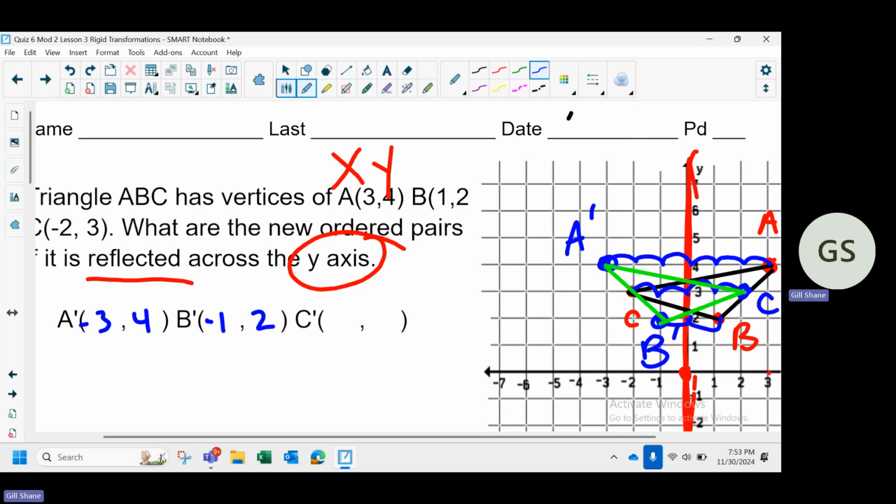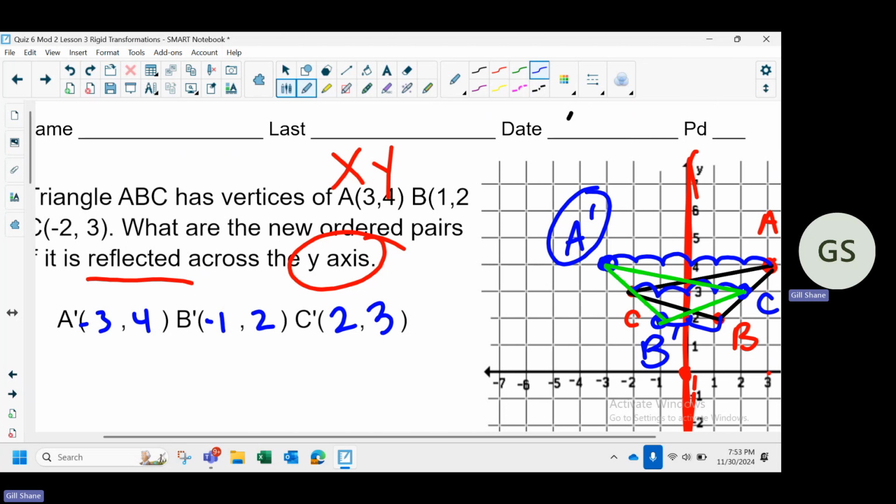If you don't know how I'm doing that, again, you go left or right first. So for A prime, I go all the way to -3 and then up to +4. So my first number is at -3. My second number is 4. That's how I got that right there. So you should be able to figure them out for the other ones. So B is -1, +2. And C is +2, +3.